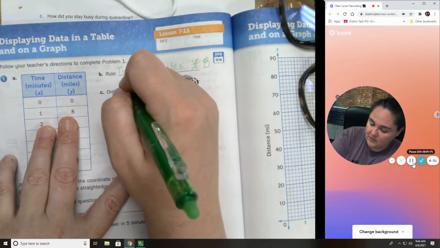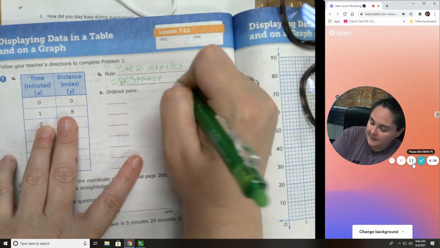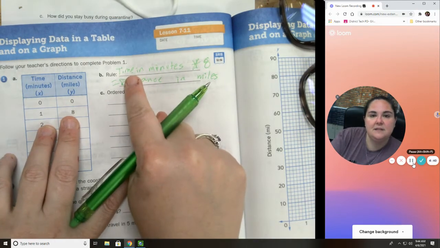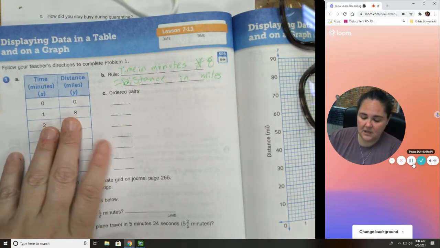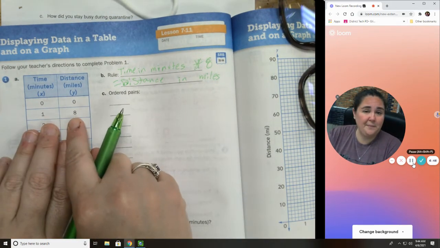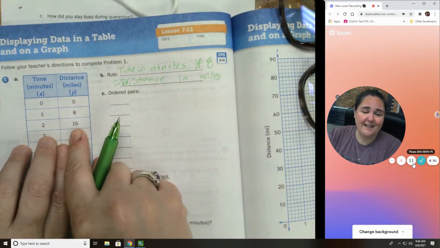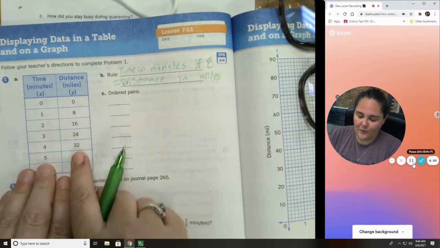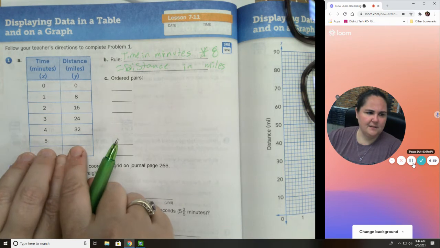And that's going to equal my distance in miles. So take your number of minutes, multiply it by 8, and that's how many miles you went. So if I went just 1 minute, that means I went 8 miles. 2 minutes, I flew 16. 3 minutes, I flew 24. 4 minutes, I flew 32. 5 minutes, okay, well, what's 5 times 8?